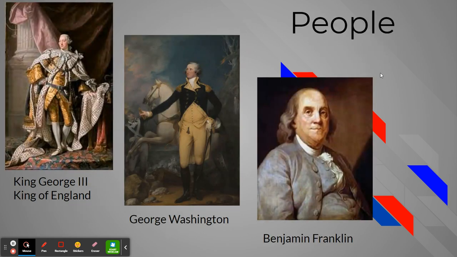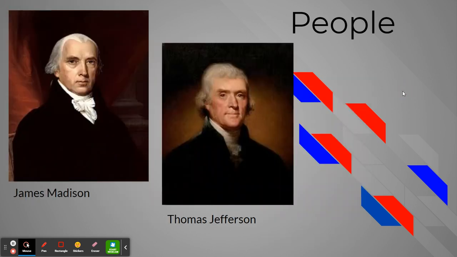So the important people of the American Revolution, obviously, we have King George III of England, who kind of kicked the whole thing off, George Washington, Ben Franklin, James Madison, Thomas Jefferson. You probably know Jefferson, but Madison's a very important figure because he's pretty much the father of the American Constitution, which is obviously what runs our government today.